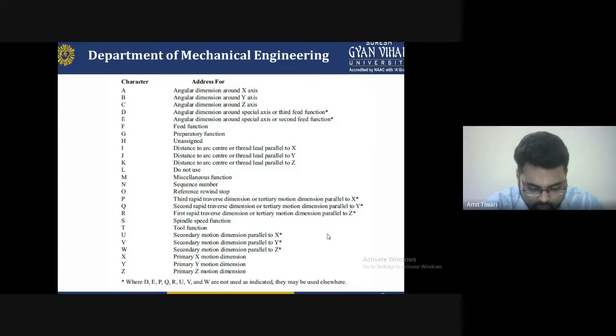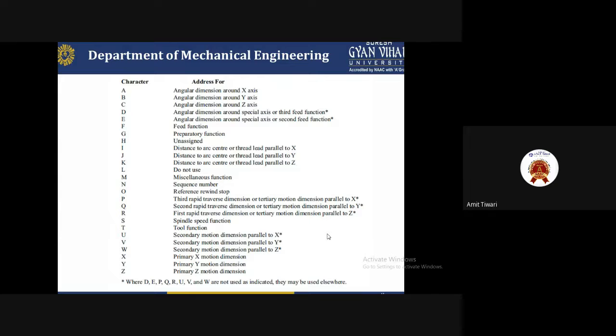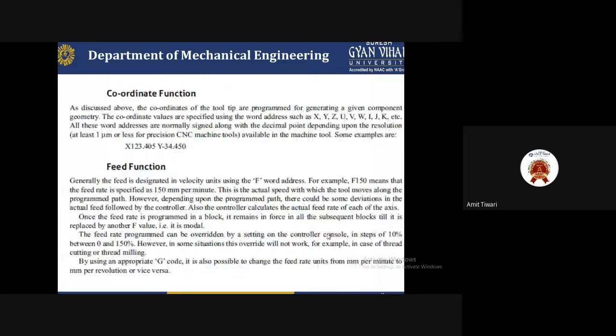So these are the reasons why we use the CNC machine for manufacturing any product, with the help of coding to be operated for them. As used in the coordinate function, that means a function by which the coordinates of the tool tip are programmed for generating a given component geometry.